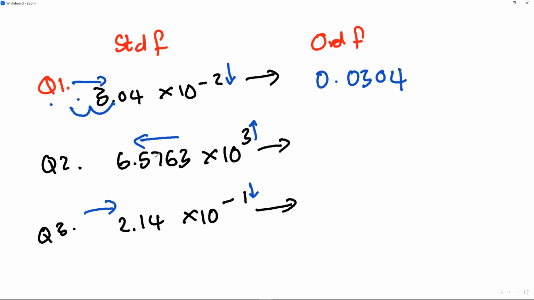And if I go left here, it came from the left hand side, so this goes 1, 2, 3. This will become 6576.3. And this one over here started from the left, so it's going to go right, and becomes 0.214. And so this becomes 0.214, this becomes 6576.3, and this becomes 0.0304.